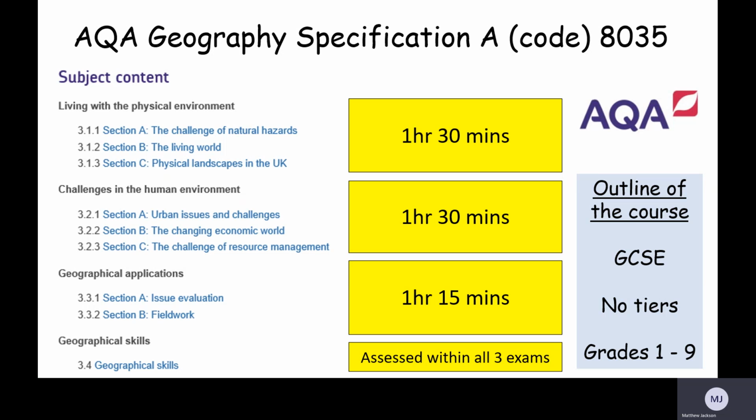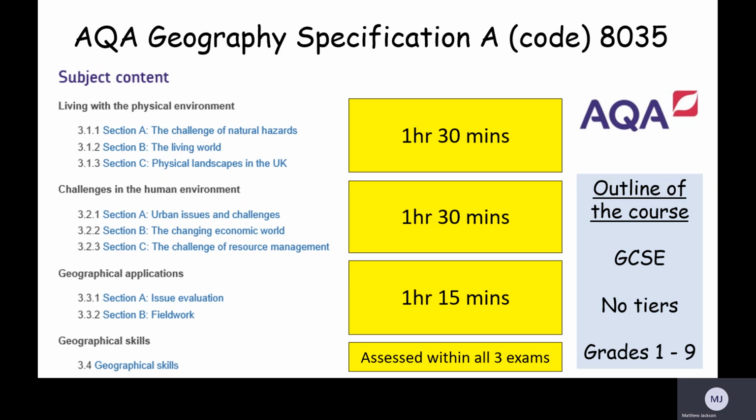The outline of the course is a GCSE. There are no tiers, so there is no higher or foundation. That means that you can get grades 1 to 9 all on the same paper, so you're not restricted in that sense. There are 3 exams.